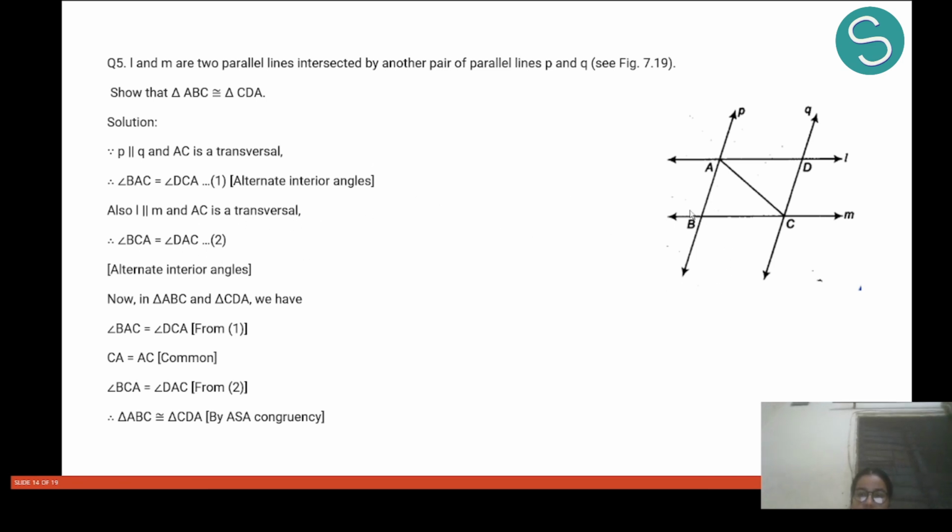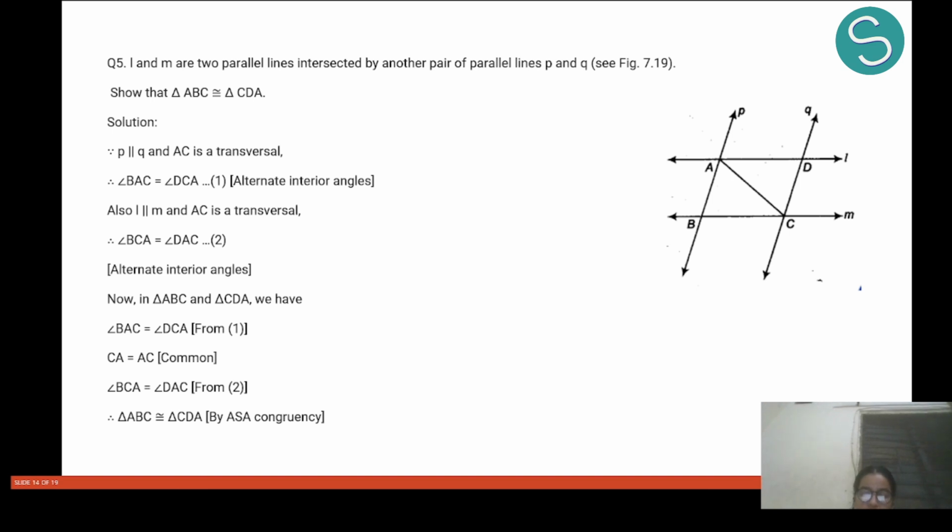So angle BCA equals angle DAC. These two angles are also equal, right? As alternate interior angles are equal. So by alternate interior angles, angle BAC equals angle DCA and angle BCA equals angle DAC, right? And also AC is the common side. So by the congruency criterion angle-side-angle, these two triangles are congruent, which we were supposed to show.